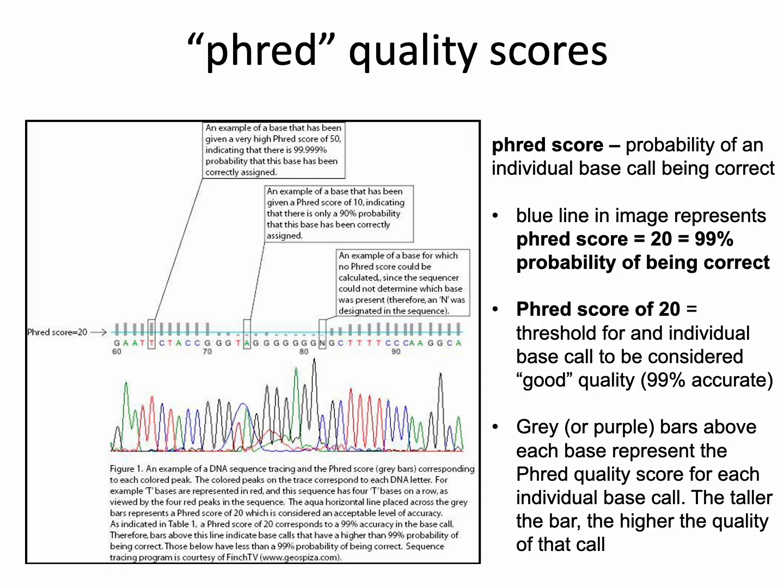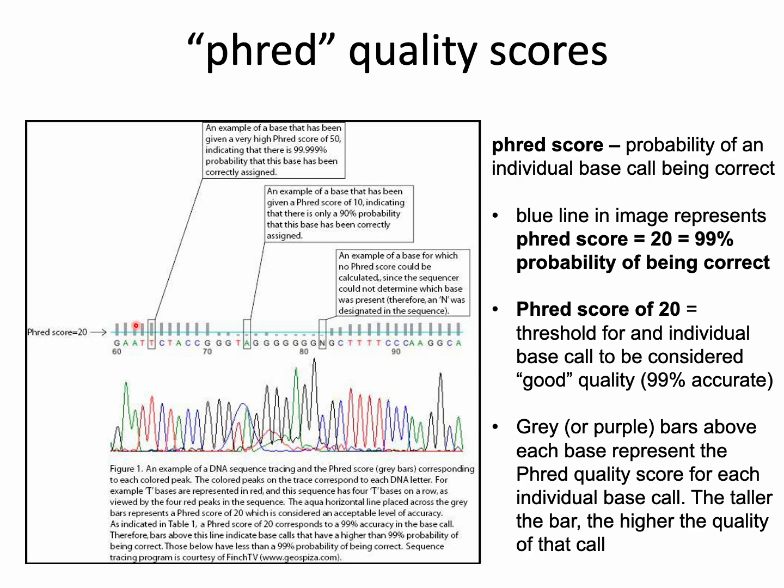A quick review of Phred scores or Phred quality scores. Recall that these are the probability of an individual base call in a DNA sequence being correct. The Phred scores are indicated here by these lines and bars. Now the blue line represents a Phred score of 20. And if an individual bar exceeds that Phred score of 20, it means that that individual base call has a probability of greater than 99% of being correct. And typically a Phred score of 20 is the threshold for an individual base call to be considered of good quality or 99% accurate.